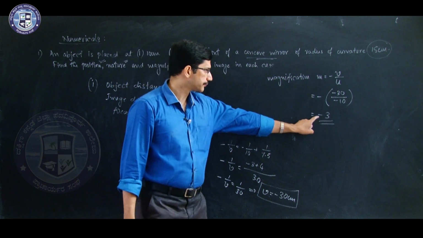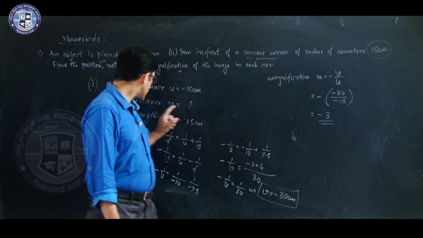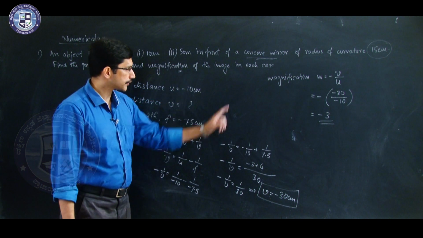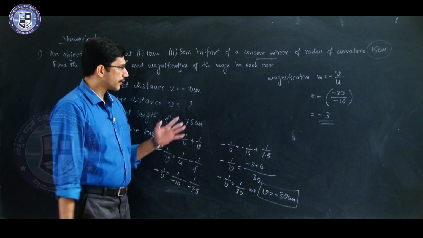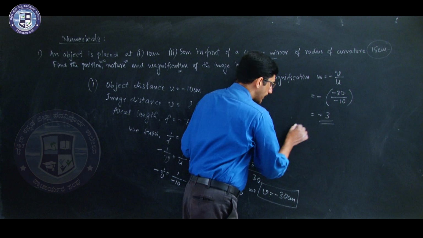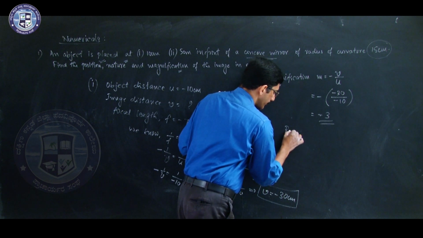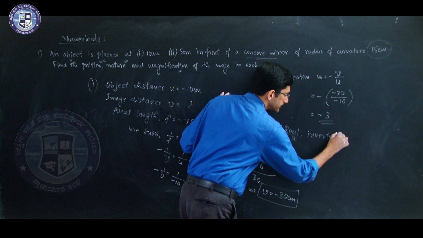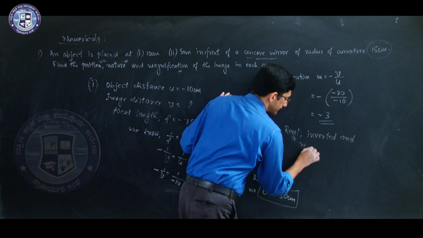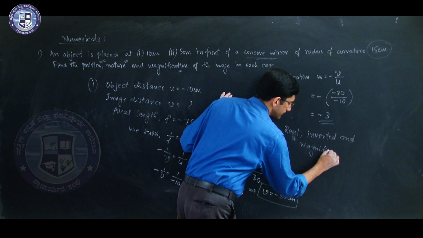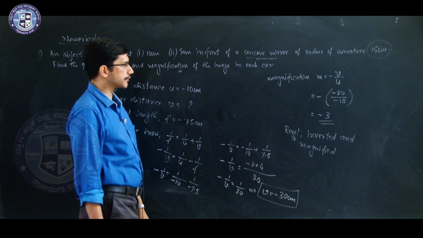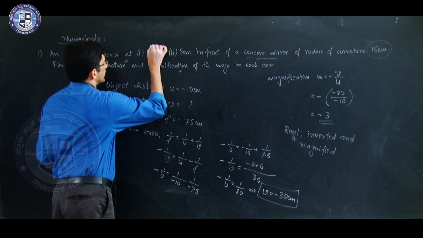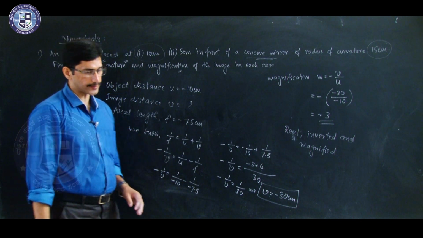So, what does it indicate? Now, the height of the image is 3 times the height of object. So, that is the meaning there, and the negative sign indicates that the image formed is real, inverted and magnified. Real, inverted and magnified. So, that is the nature. Okay. Hope this concept is clear.